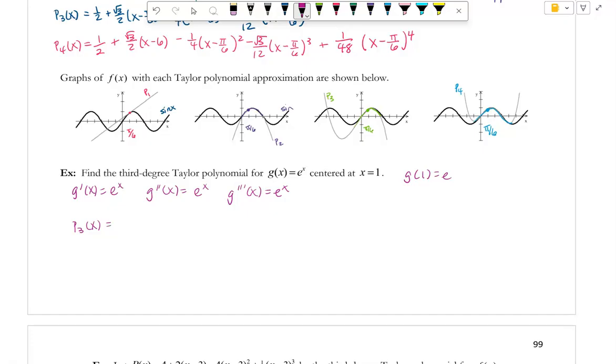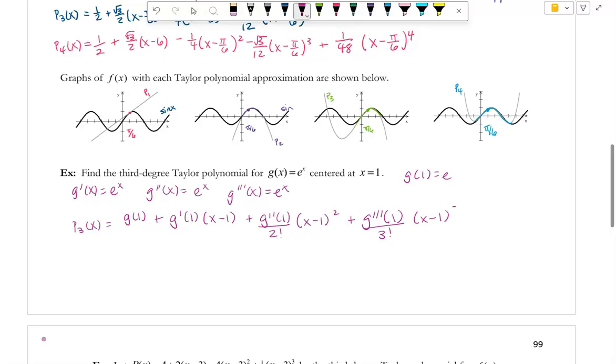So my third degree polynomial is going to be g of 1 plus g prime of 1 times x minus 1 to the first power plus my second derivative divided by 2 factorial times x minus 1 to the second power plus my third derivative divided by 3 factorial times x minus 1 to the third power. So we get e plus e times x minus 1 plus e over 2 times x minus 1 to the second power plus e over 6 times x minus 1 to the third power. And notice that each of those has a factor of e, so it's possible we could see this with the e factored out.